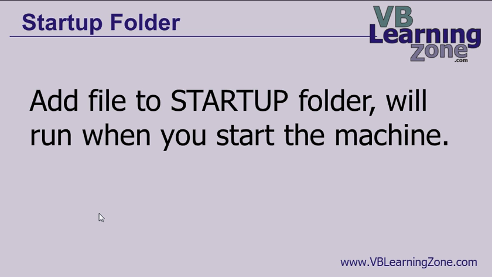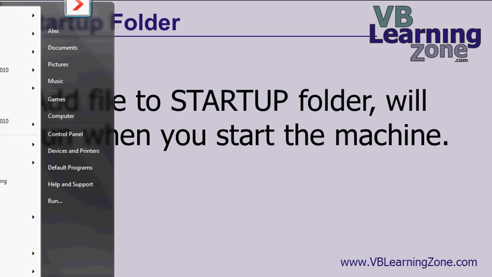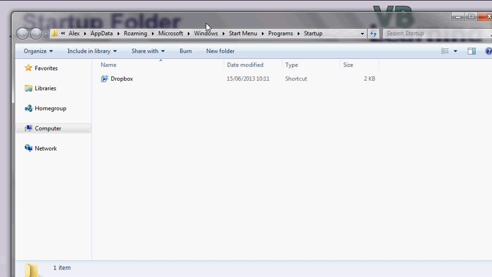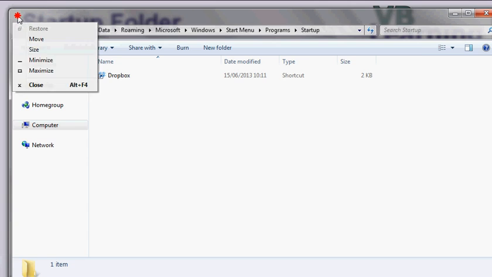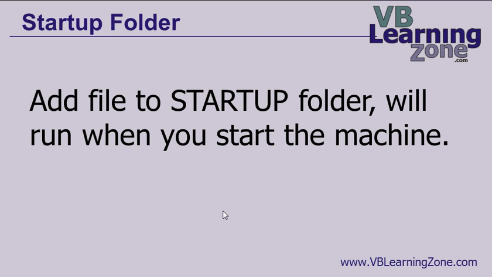Another option would be to schedule it. You could put it into the startup folder of your machine. So in all programs, you can go to the startup folder and just drop the bat file or the VBScript file into the startup folder so that when your computer runs, it'll start.